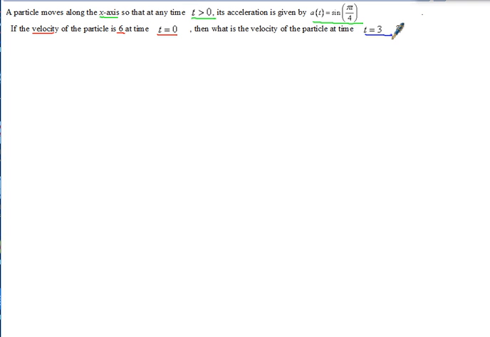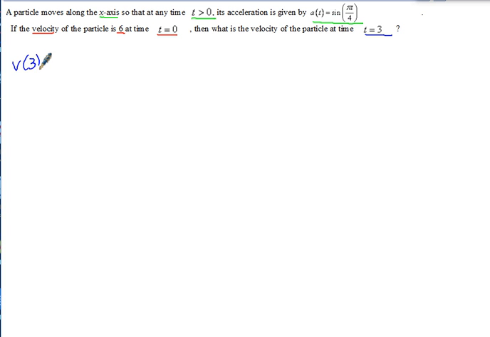And again, the way you can recognize this is an initial plus change problem. We're looking for 1 point on the velocity function. We have 1 point on the velocity function. And we have the derivative of velocity, which is acceleration. So they all have those elements in common on these initial plus change problems. Okay, so we're trying to find the velocity at time 3.